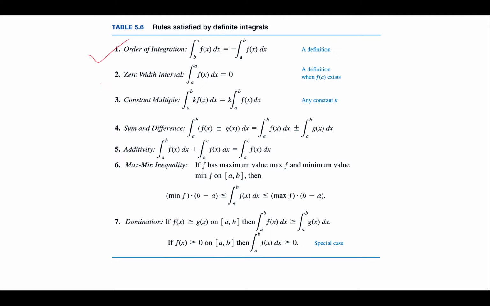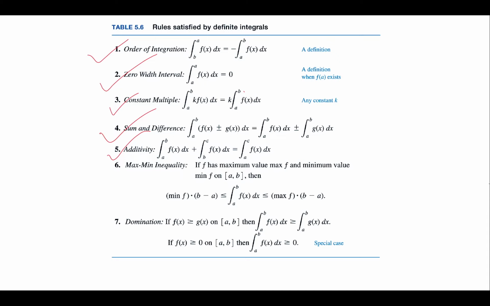The second rule is if you are trying to find the integration from one specific point to the same point, then the integration would be 0. Constant multiplication: if you have a definite integration and there is a constant inside that integration sign, then you can bring that constant outside. Sum and difference means the integration of a sum or difference of functions is the same as the sum or difference of the integrations of the functions.